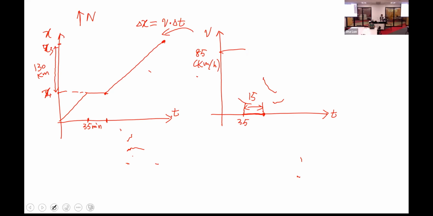And you look at your velocity versus time graph. From here to here, v will equal delta x over delta t. 130 kilometers per 2 hours, which gives you 65 kilometers per hour. Okay, so we have from here to here is 75 kilometers per hour. So these are the two graphs.